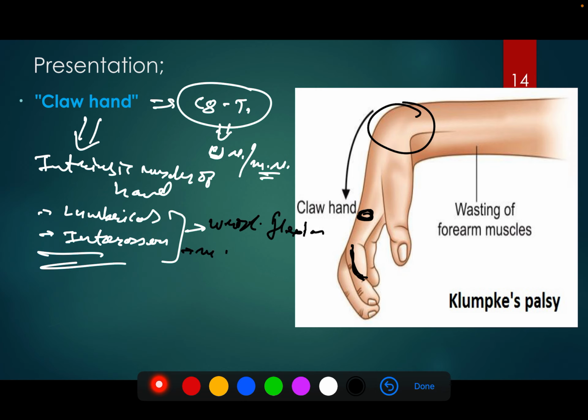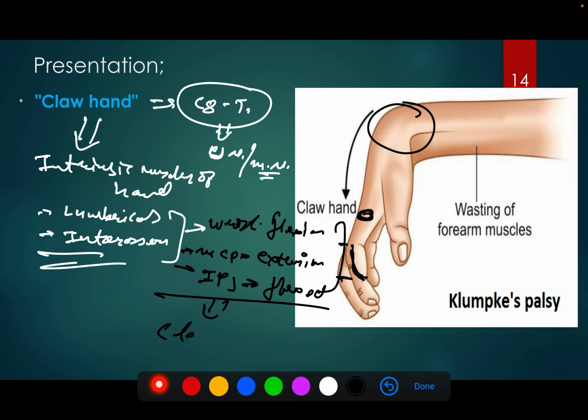flexion, MCP extension, and interphalangeal joint, IPJ, that is the proximal and distal interphalangeal joint, right? So we have the proximal and distal interphalangeal joint, they are flexed. So this presentation is called the claw hand presentation. What is this called? Claw hand presentation. So remember this one, claw hand.